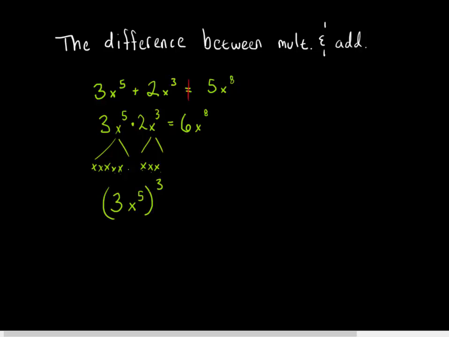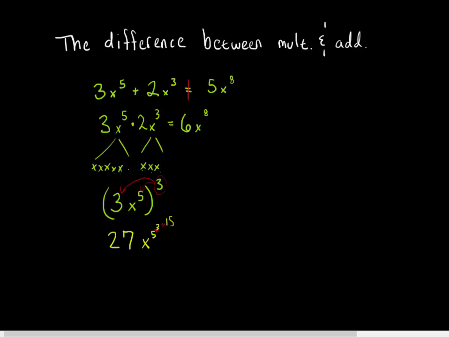It also explains why, in the case of raising powers to powers, you multiply the exponents. If there's any distribution going on, it's here. This 3 in the exponent's position is acting on both the 3 inside the parentheses and the x to the 5th inside the parentheses. 3 to the third is 27, and x to the 5th to the third is the same as x to the 15th.